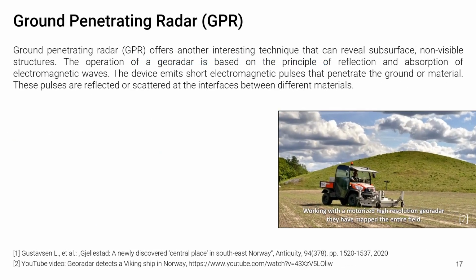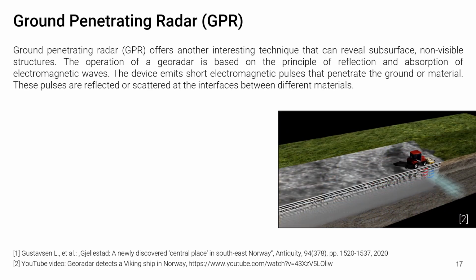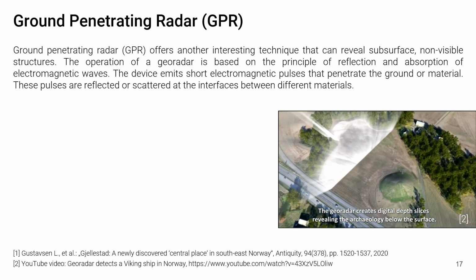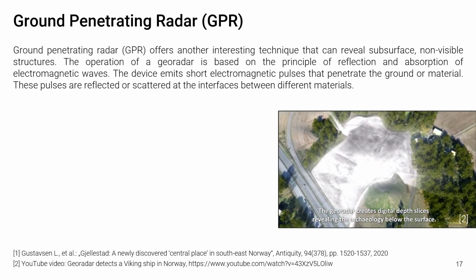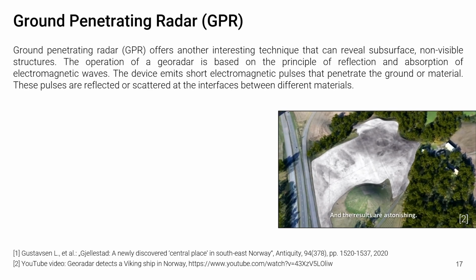Ground-penetrating radar offers another interesting technique that can reveal subsurface, non-visible structures. The operation of a georadar is based on the principle of reflection and absorption of electromagnetic waves. The device emits short electromagnetic pulses that penetrate the ground or material. These pulses are reflected or scattered at the interfaces between different materials.